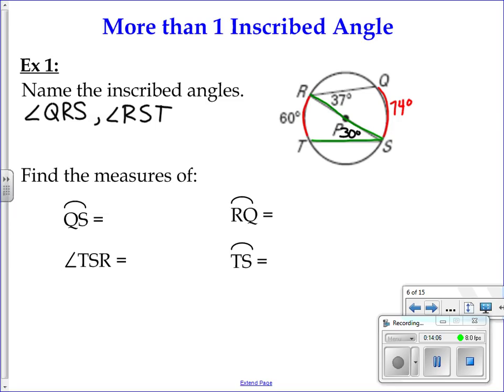All right, so let's see if we can start answering some questions here. Let's look at the measure of arc QS. Well, that was the first one we found. That's going to be 74 degrees. Let's look at angle TSR. So TSR is actually that second measurement that we found. That's going to be 30 degrees. Now it's asking us about arc RQ.